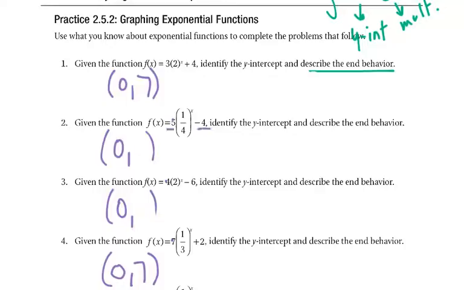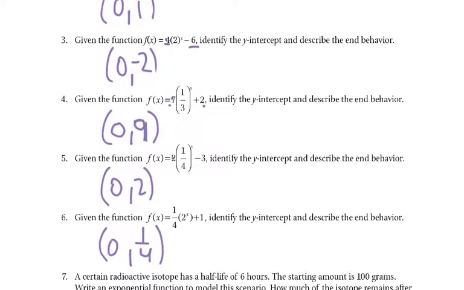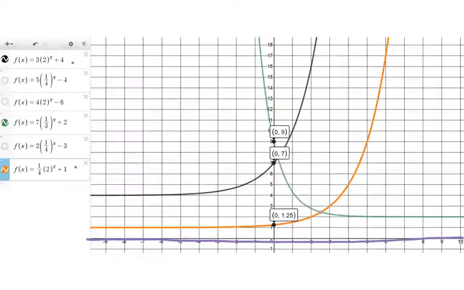So 5 minus 4 would give us 1. 4 minus 6, negative 2. 7 plus 2 would be 9. 2 minus 3 would give us negative 1. And 1/4 plus 1 would be 1 1/4, or 1.25. So now hopefully that helps with the y-intercepts. So we had 3 plus 4 for the black one, that gave us a y-intercept of 7. 7 plus 2, y-intercept of 9, 1/4 plus 1, 1.25.